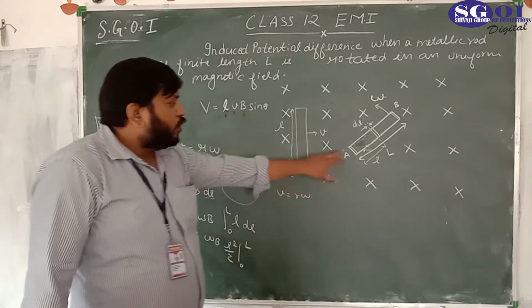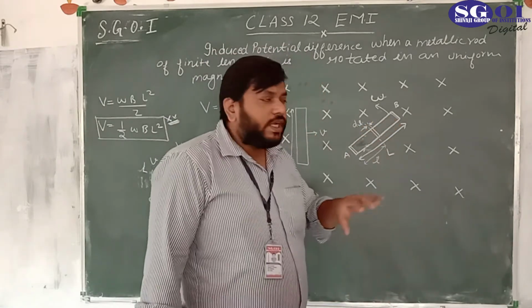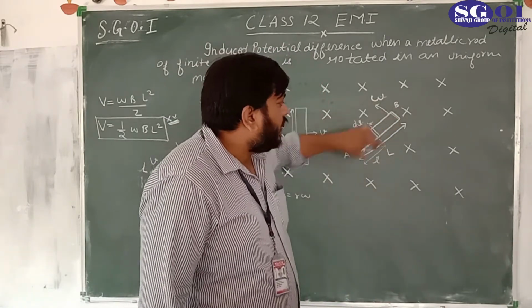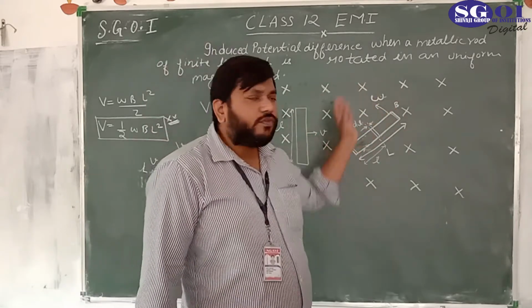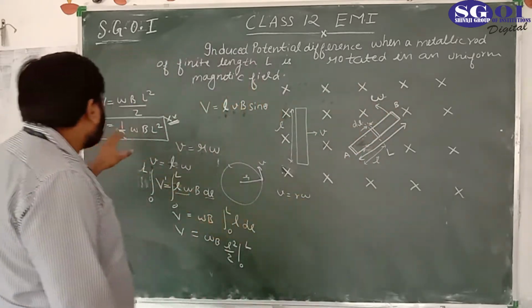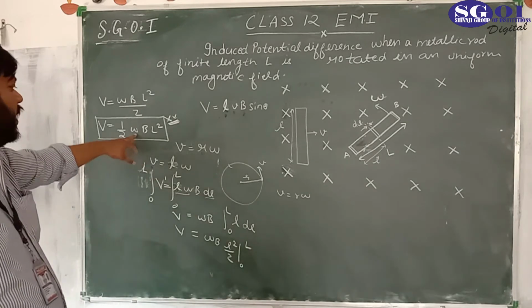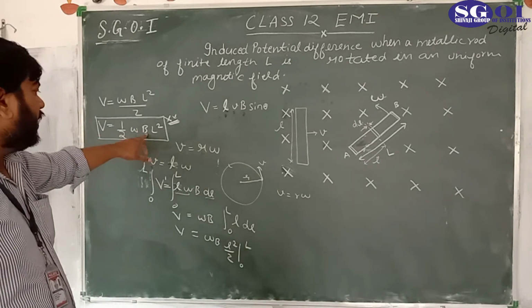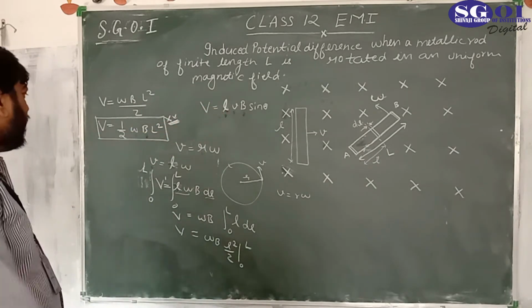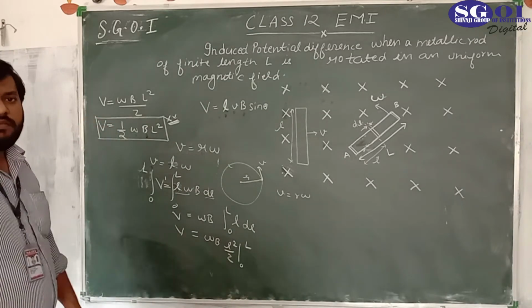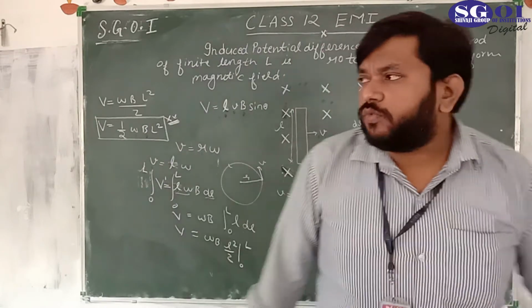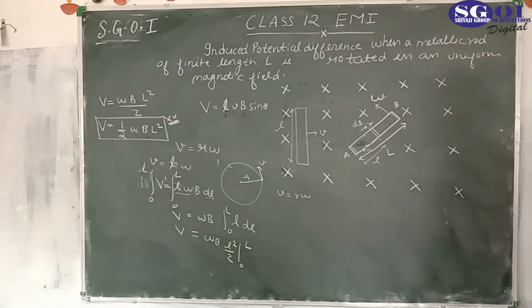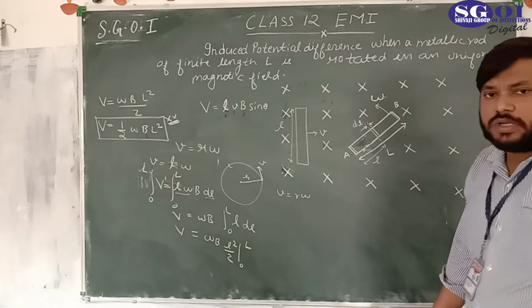This is the potential difference which would be induced across the ends A and B when this metallic rod is rotating in a uniform magnetic field with constant angular velocity omega, uniform magnetic field B, and the length of the conductor is L. Then the potential difference, the EMF induced across the ends of the conductor A and B, is V equal to 1 by 2 omega B L square. I think you have cleared this particular derivation.